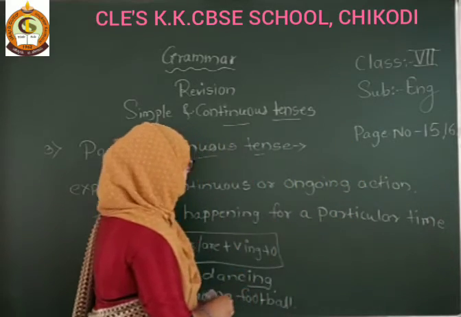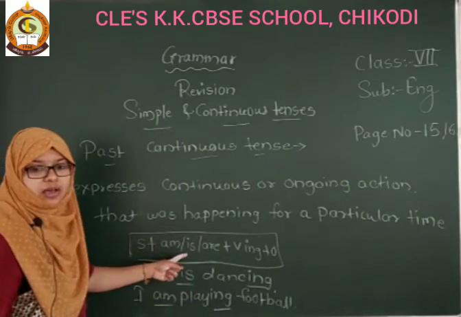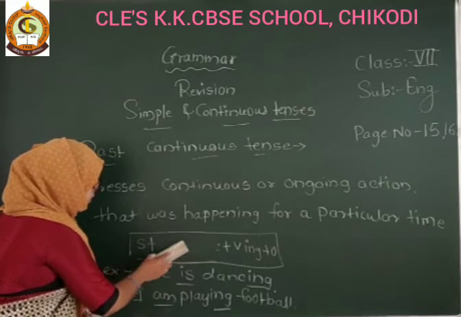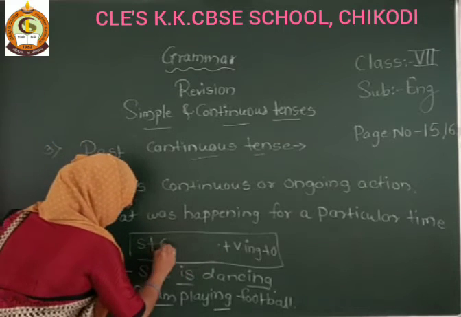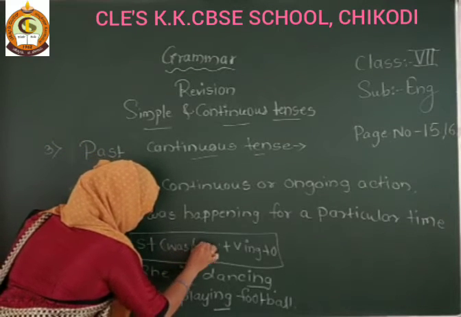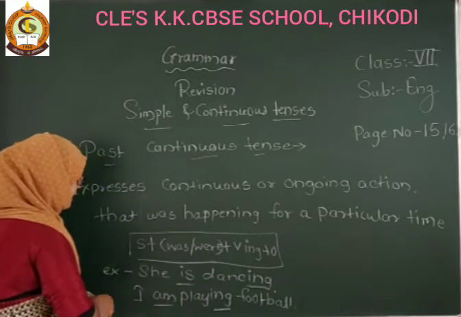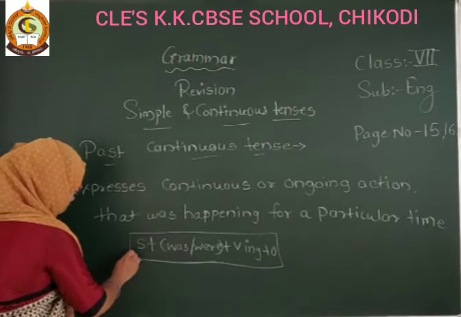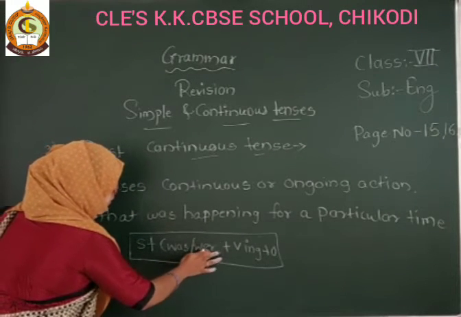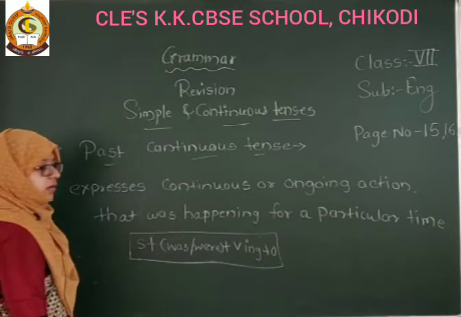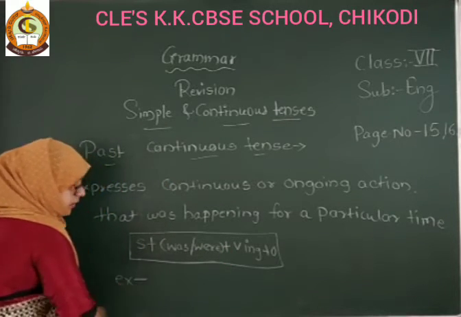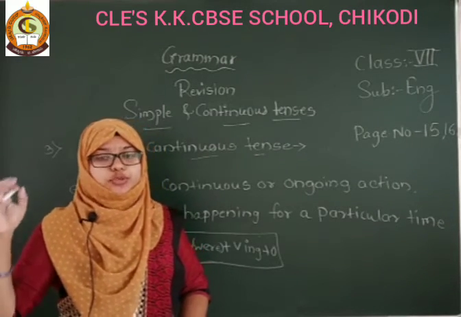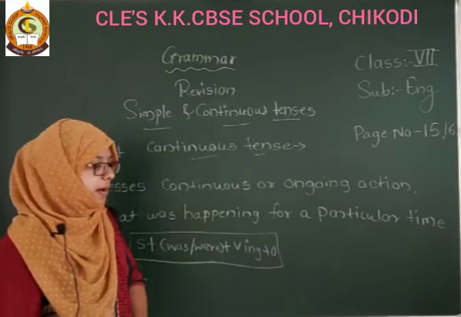Now what are the changes here? In the present, am, is, are is there. In the past, was and were, and the remaining is all the same. Was, were, verb ing and object. This is the syntax of writing past continuous tense. So tell me one example.